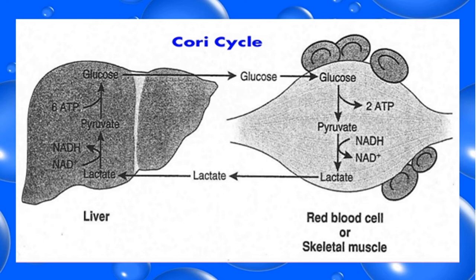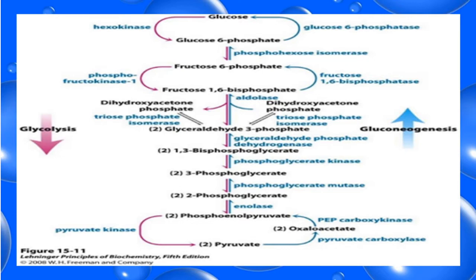Here also lactate is formed from pyruvate, but in erythrocytes or red blood cells. This lactate is released into the blood, taken up by the liver, converted into pyruvate by LDH, and then this pyruvate is converted to glucose by the gluconeogenesis process.